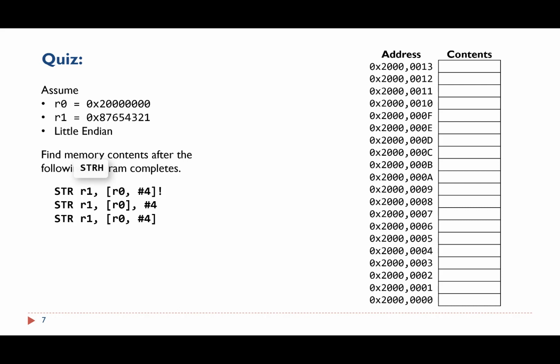Now, let's check your understanding of addressing modes. Assume little endian is used. Register R0 and R1 have these initial values. Given a short assembly program that consists of 3 store instructions, show the memory contents when the program completes. You can pause the video now and start to work on the solutions.